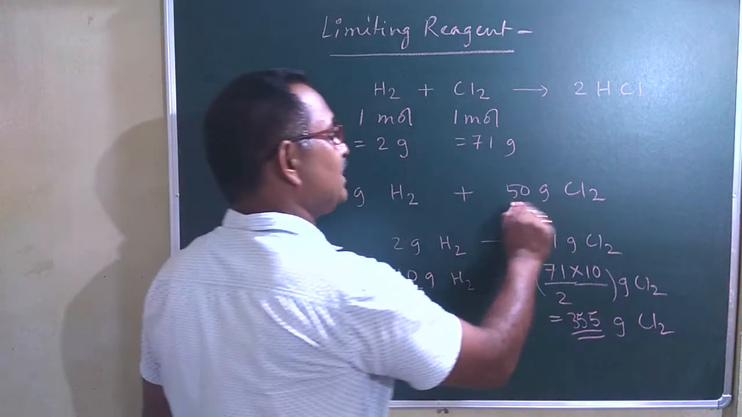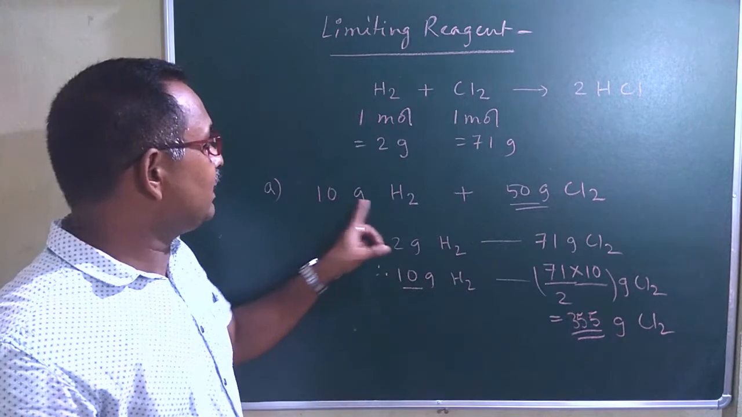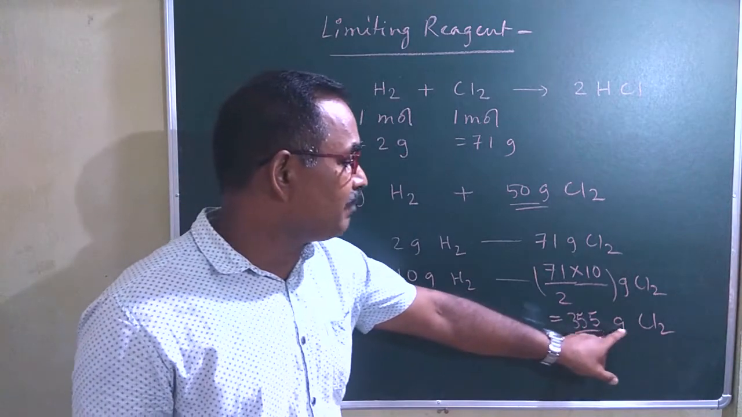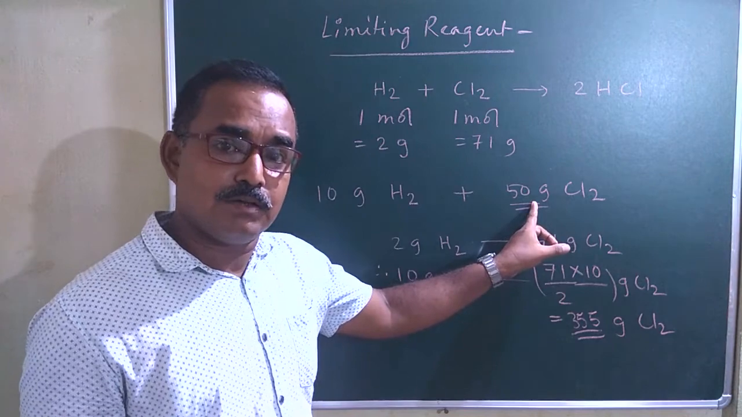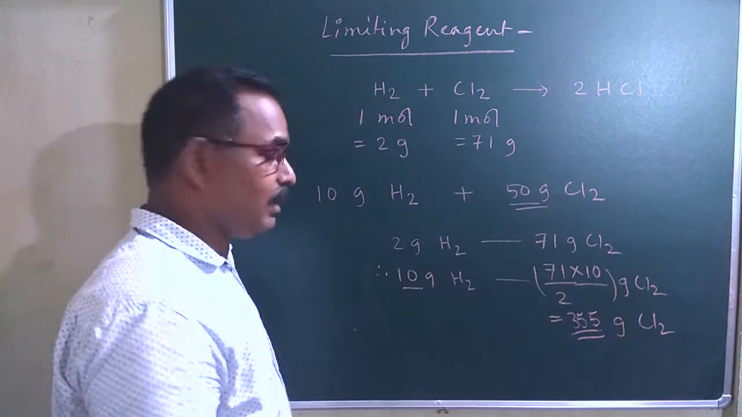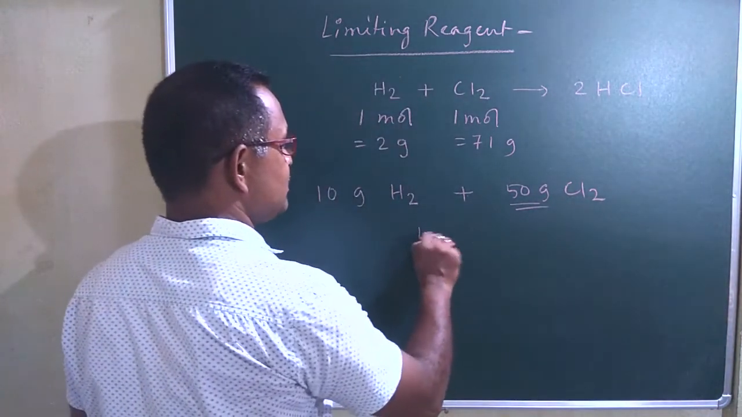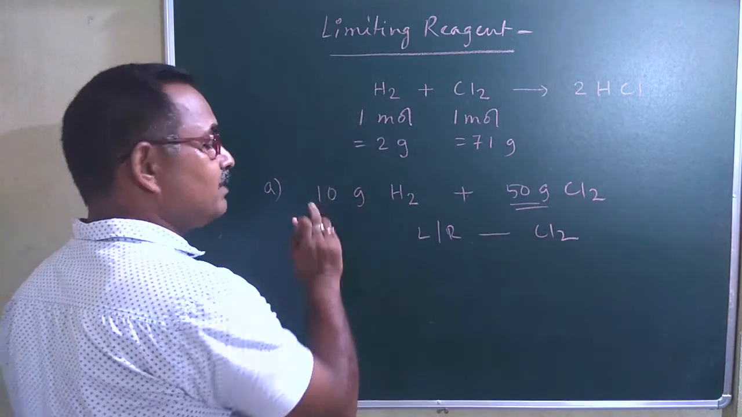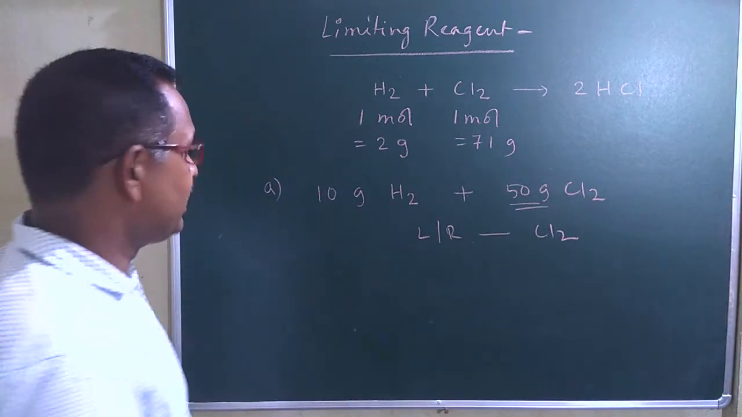But there is only 50 gram chlorine. To react with 10 gram of hydrogen, according to the equation, we would need 355 gram chlorine, but there is only 50 gram chlorine in the reaction mixture. So chlorine would be the limiting reagent. Hydrogen will be left unreacted. There will be some hydrogen left unreacted.